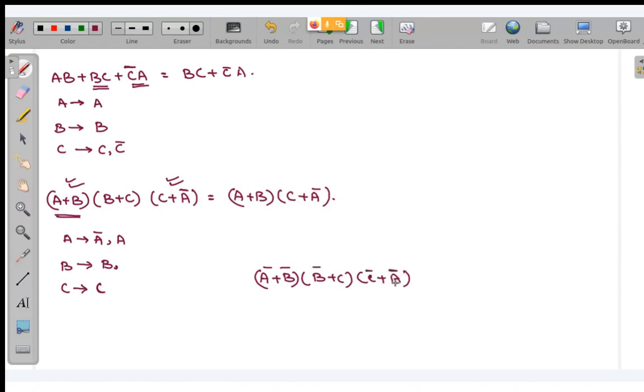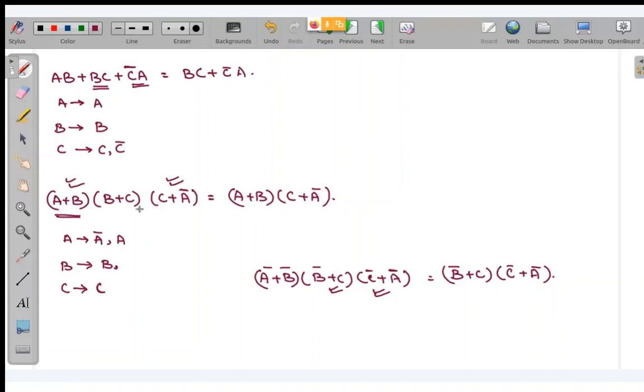Now tell me. Second and third. Yes, very good. Second and third, because C is present in normal as well as complemented. So this will be B complement plus C, C complement plus A. So this is very simple yet very useful. Once they have asked directly this consensus law in GATE examination, so they have given this kind of expression, max term, or sum of, sorry, product of sum.